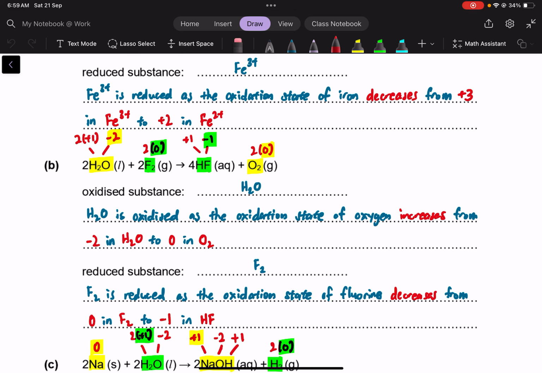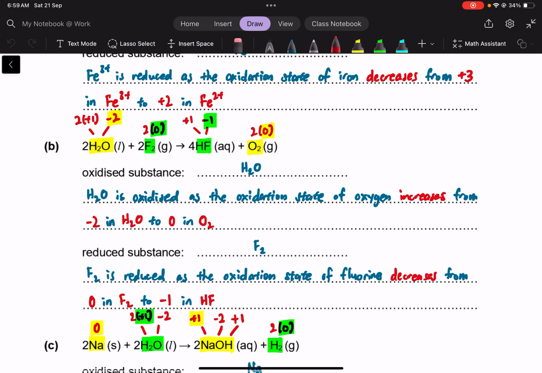Then for part B, just split all the individual atoms up into their oxidation states. We can observe that the oxidation state of O increases from -2 in H2O to 0 in O2. So H2O was being oxidized, while fluorine gas was reduced because the oxidation state of fluorine decreases from 0 in fluorine gas to -1 in hydrogen fluoride.